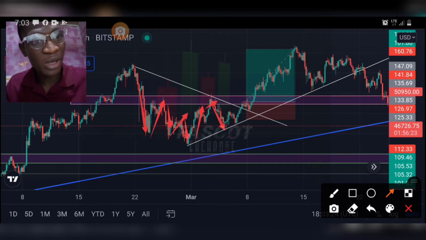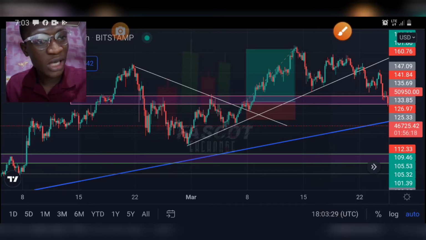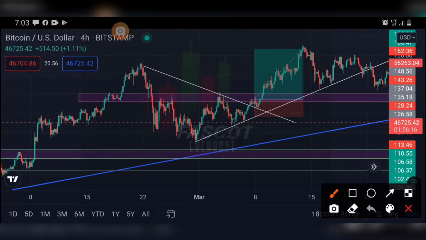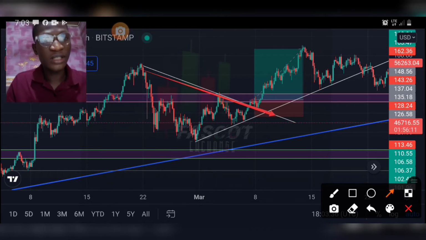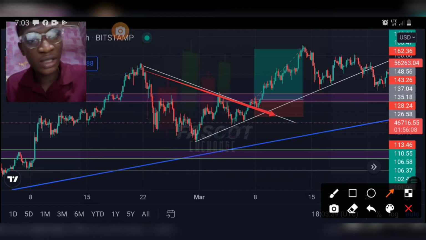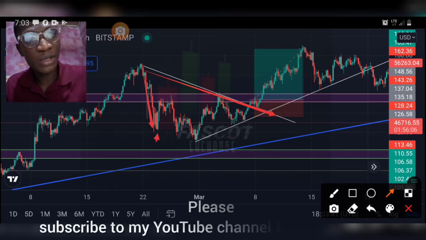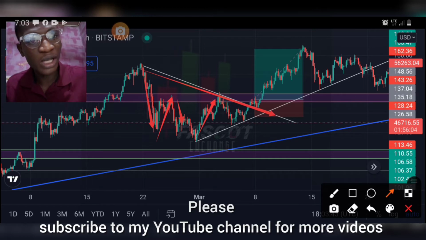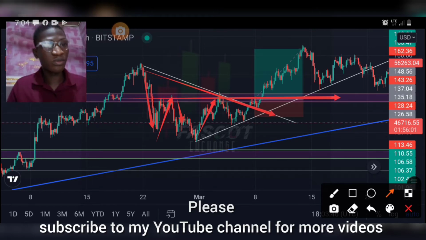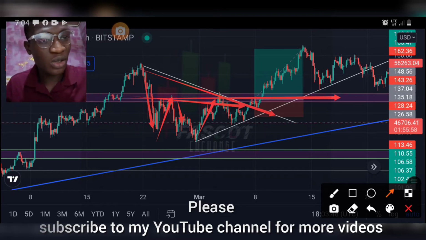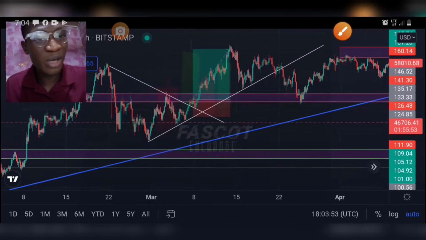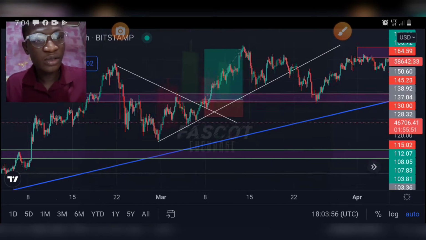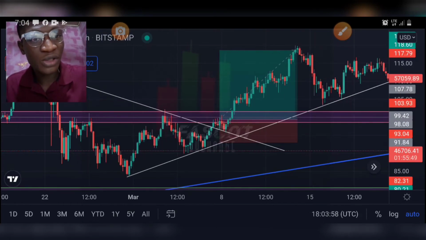Now, it fell from here and then tried to break out of this zone. That was when I drew this trend line here, trying to let you know that this price is falling, but whenever it falls, it keeps trying to find support from there. And this zone happens to be the resistance zone. In a resistance zone, you're expecting that whenever price reaches there, it should fall. Now, the price broke above the trend line.